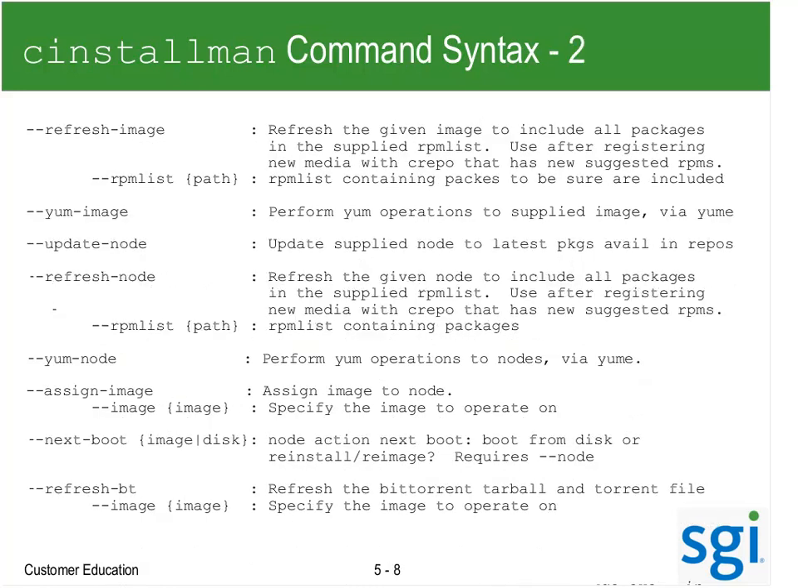So I'd refresh image, yum image, update the node, refresh the node, perform operations. So I can do a yum node install package name. So it's basically going to run yum on a given node and take care of all the wrapper type of stuff for directories and where the repository is. Assign an image to a node, what to do the next time we're going to boot, and as I just mentioned, the refresh BitTorrent. So I'm going to leave some of that to actual lab, let it sink in.